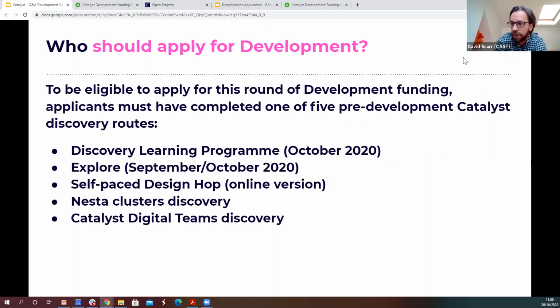There's a third option, which is the self-paced Design Hop. Design Hop is a service that you can find through the Catalyst website. And there's an online version using the e-learning tool Thinkific. If you've completed one of those design hops, you're eligible to apply for this round of funding. There's also the Nesta Clusters Discovery program, which also took place recently, as well as Catalyst Digital Teams Discovery, which took place over the summer in immediate response to lockdown and COVID-19. So if you've completed one of those 5 programs, you are eligible for this program.